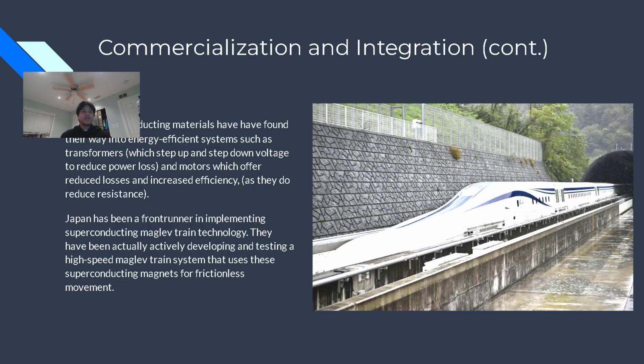So more superconducting materials have actually made their way into energy efficient systems such as transformers, which step up and step down voltage to reduce power loss through heat, I believe, and motors which offer reduced losses and increase efficiency, as the superconductors do reduce resistance. And superconducting materials in power cables can allow for the transmission of larger amounts of electricity over long distances without substantial losses. So it reduces energy waste during transmission.